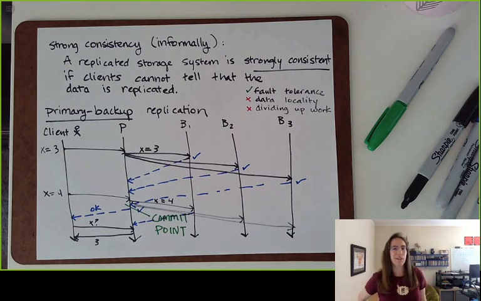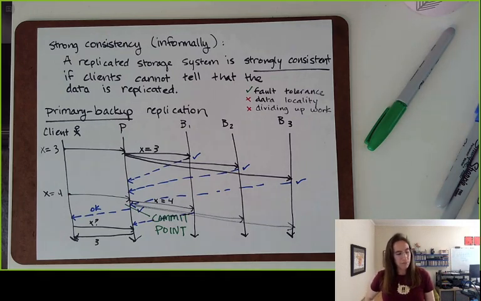Make all of them primaries. Okay, but that kind of brings us back to our original problem, right? Of trying to keep them consistent with each other. If they're all primaries and the client can read from all of them and write to all of them, then how are we going to keep them consistent? No, I'm really glad that somebody brought up consensus because it turns out that what we're talking about here is eventually going to lead us to talking about consensus. All right.